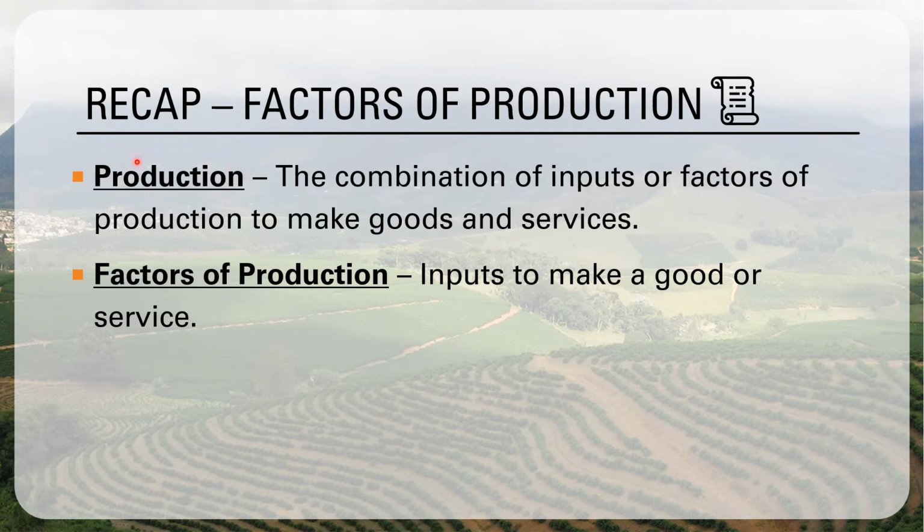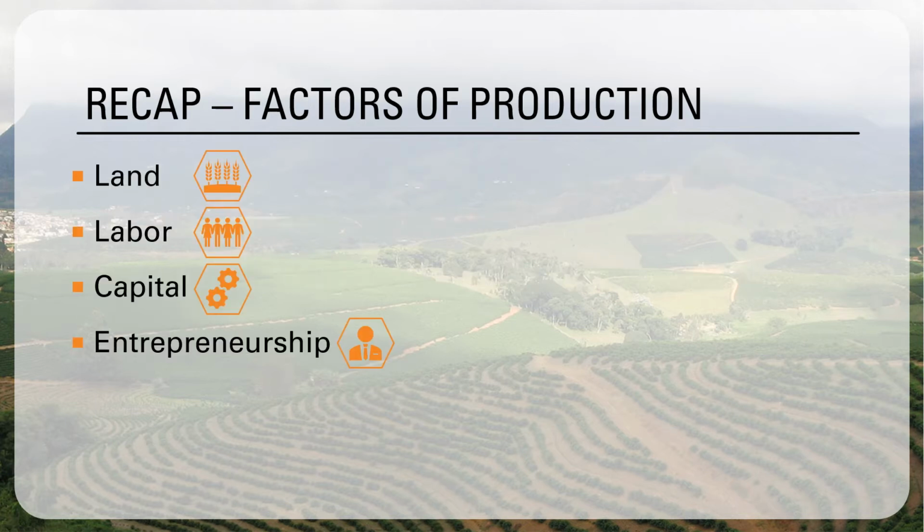So we've got the word production itself, which is basically the act of combining inputs, or factors of production, to make goods and services. And again, like in the coffee example, you have to supply different inputs, such as the land to grow the coffee beans, the farmers to harvest and plant those beans, and so on and so forth. And the things that we combine in production, that's what we call the factors of production, okay?